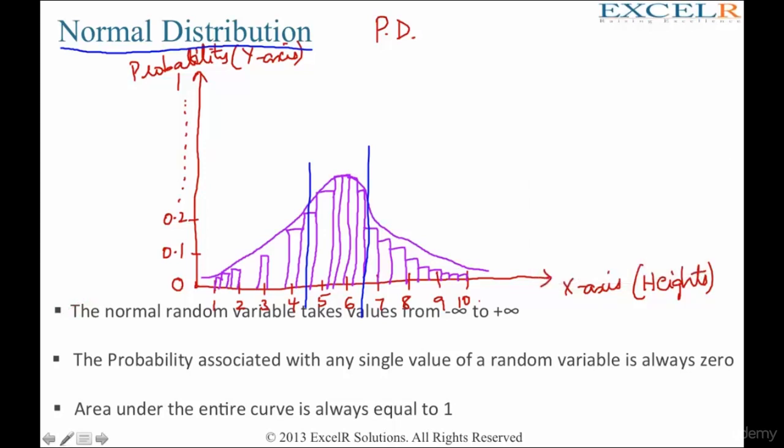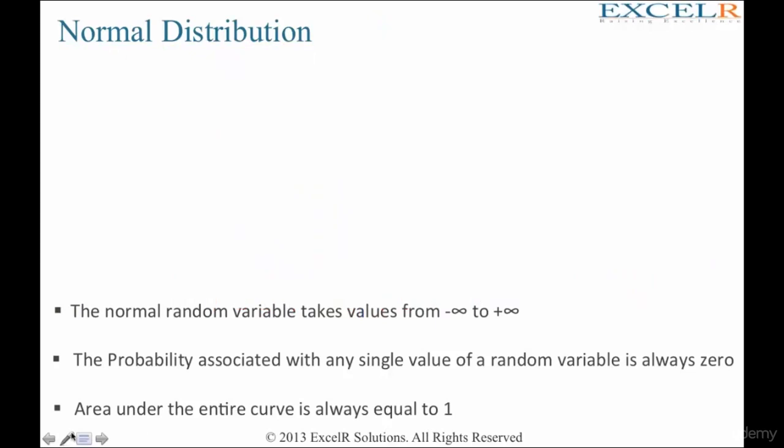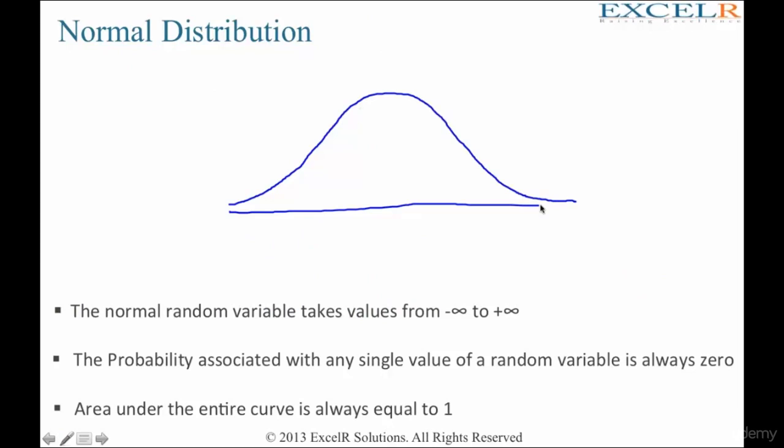So theoretically speaking, your random variable values range from minus infinity to plus infinity. You just get a sense that it's touching, similar to your sky touching your land. That is what you feel, but it doesn't touch. So theoretically speaking, it ranges from minus infinity to plus infinity. This is the first part: the normal random variable takes values from minus infinity to plus infinity. Second, the probability associated with any single value of a random variable is always zero.